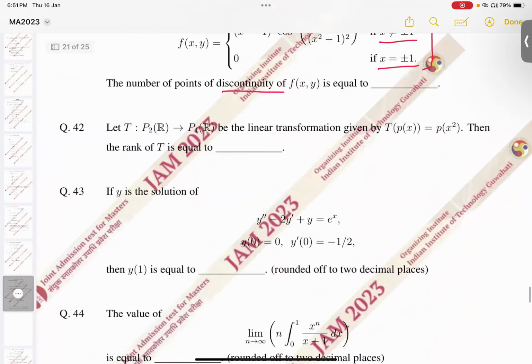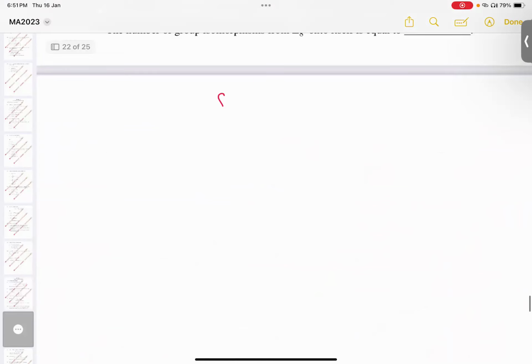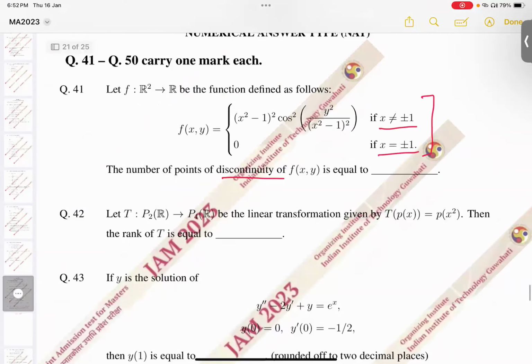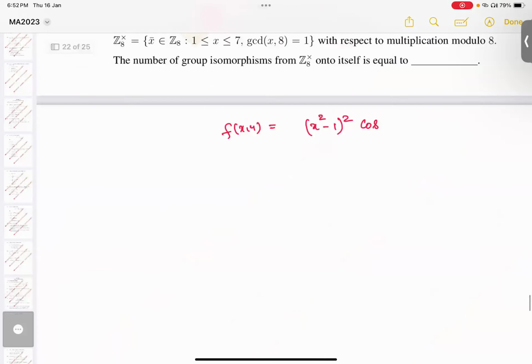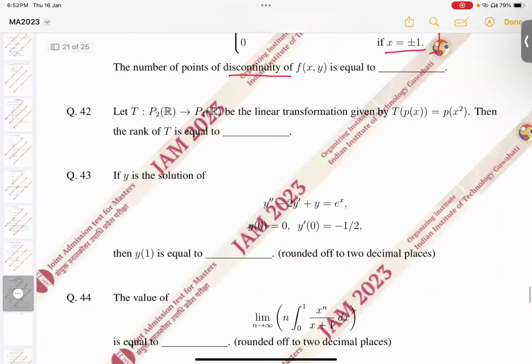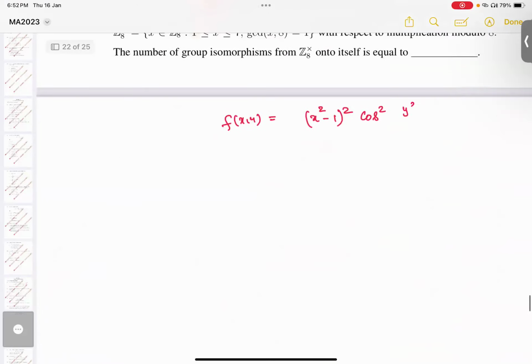So your function is (x square minus 1) to the square. This function looks weird, but it is easy to calculate. Cos square, then y square upon (x square minus 1) to the square, if x is not equal to plus minus 1, and is 0 if x equals plus minus 1. So this is your function.